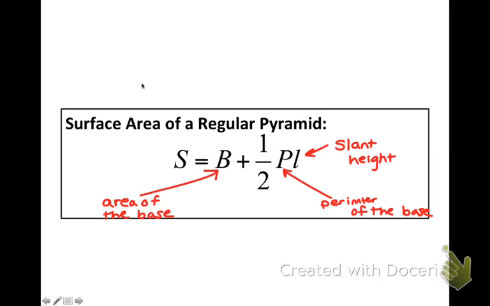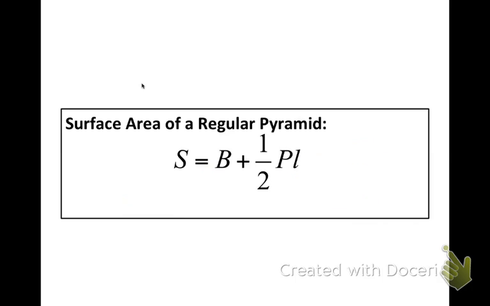Okay. So our capital B and our capital P are not changing. It's the same as it was up here for the prism. It means the same thing. You have to figure out what the base is. Most likely it's always going to be a square pyramid, which will make your life easy. Finding the area of a square is pretty easy. Finding the perimeter of a square is pretty easy. Then it's just a matter of the slant height. If they give you the slant height, then it's easy. If they give you the normal height, then we need to use some Pythagorean theorem work.